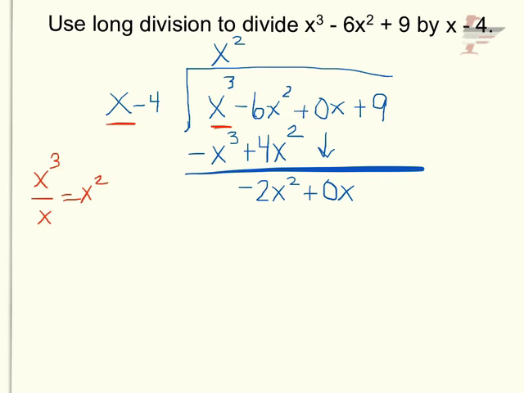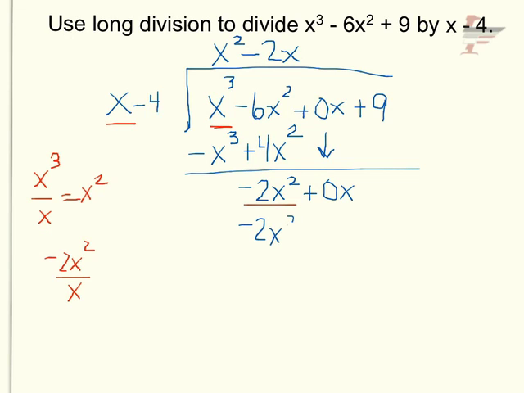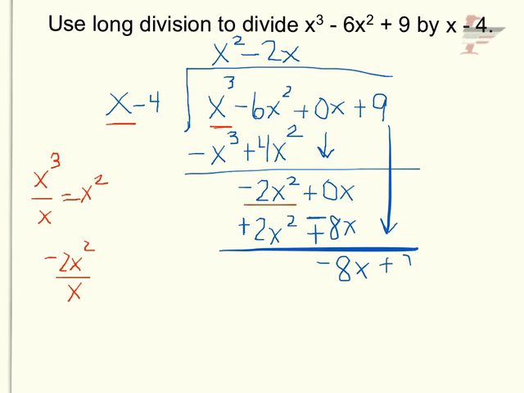And I divide again. So negative 2x squared divided by x would be negative 2x. And I multiply negative 2x times x is negative 2x squared. Negative 2x times negative 4 is positive 8x. And then I'm subtracting everything, so I'm going to change the signs of everything. So my squares cancel out. 0 minus 8 is negative 8x, and I carry down my last plus 9.